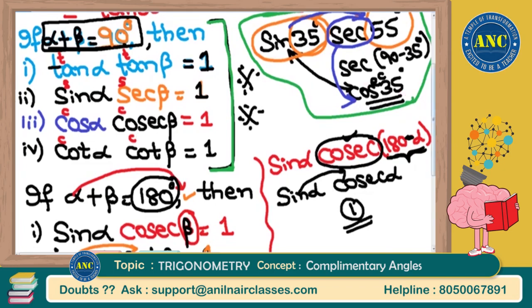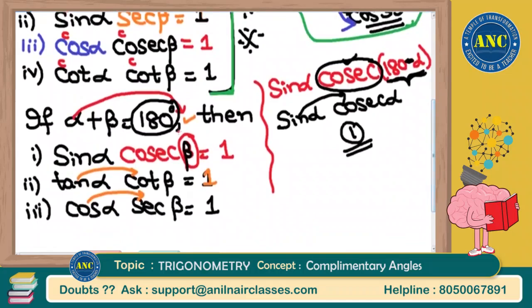Similarly, if I take 180 degrees, 180 degrees is very easy because it will always be supplementary angles. Tan alpha and cot beta, sir.